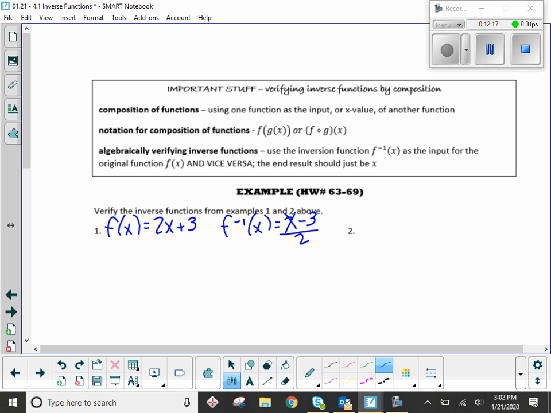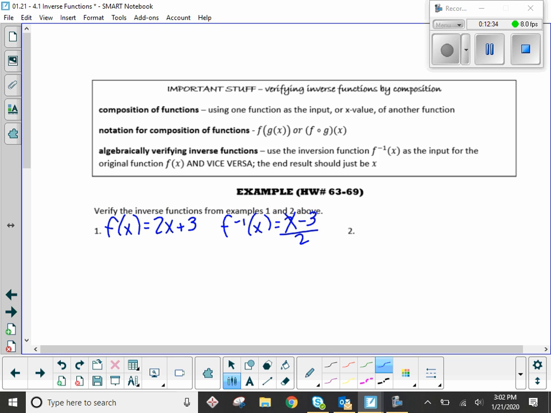I'm gonna say it again. This function plugged in here, do your math, you should get x. This function plugged into this one, do your math, you should get x. If you get x both times, you've proven that your inverse was correct.